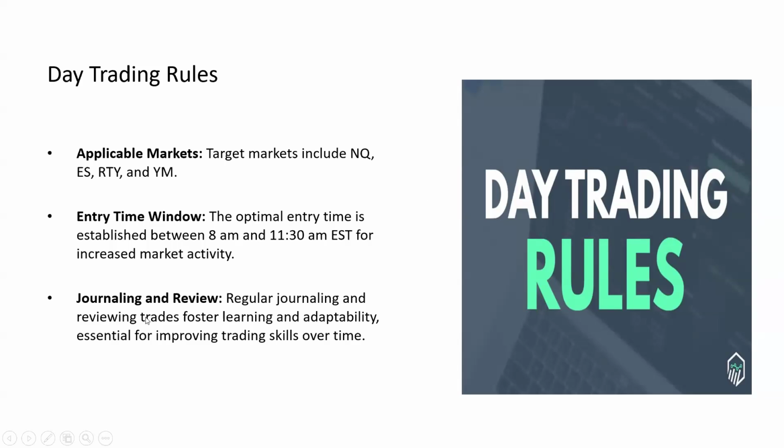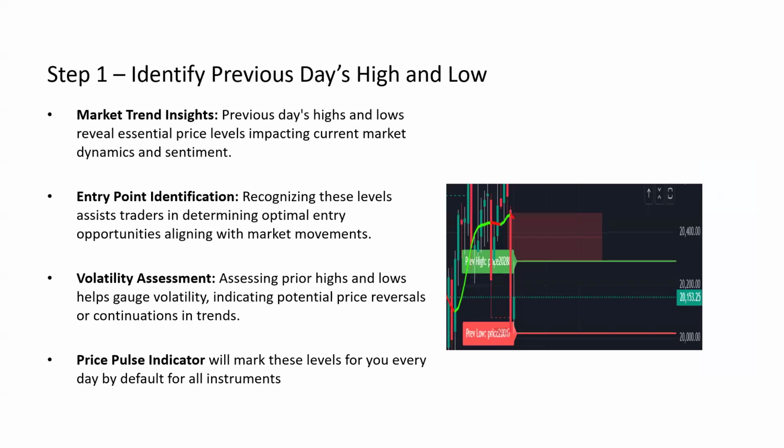So if you follow this, if you keep a journal, within 1 week, 2 weeks, you will be a consistently successful trader. You will understand where you are making the mistakes. All you need to do is follow these three steps every day.